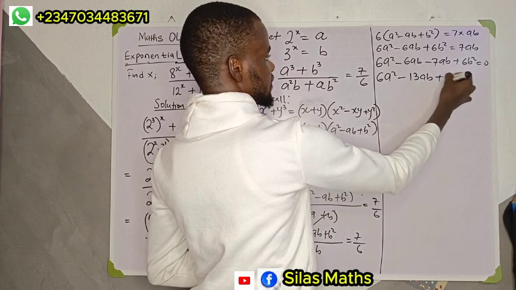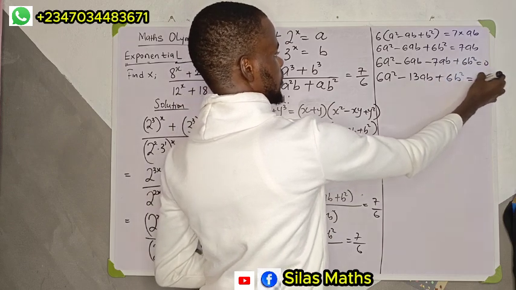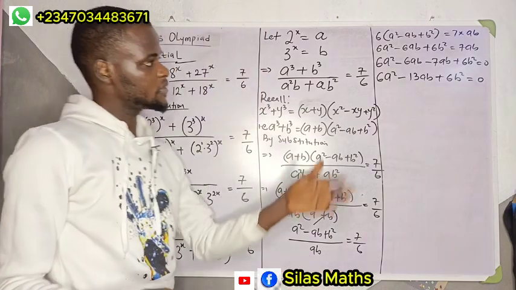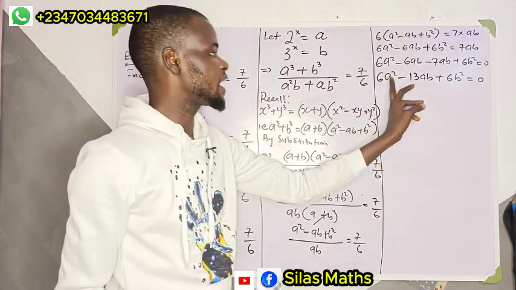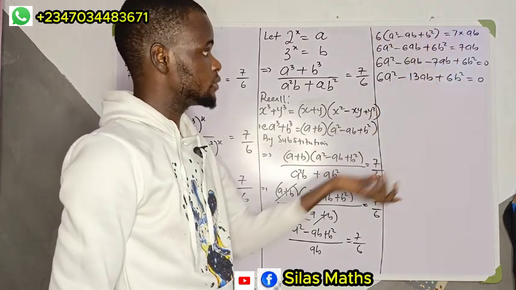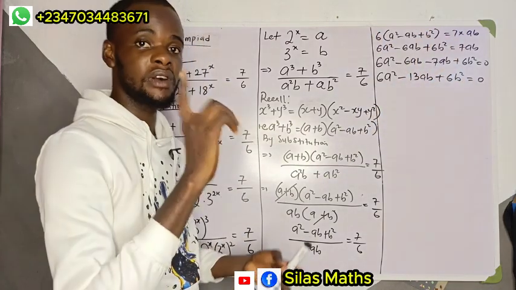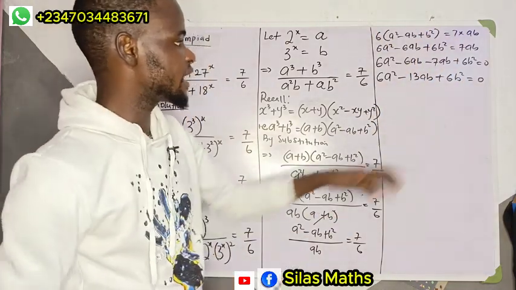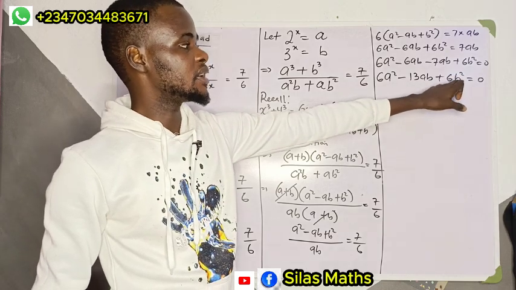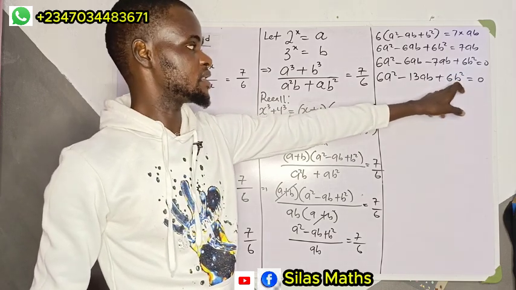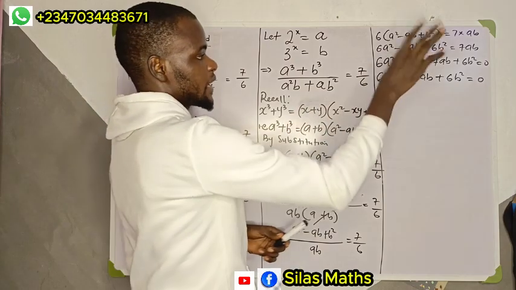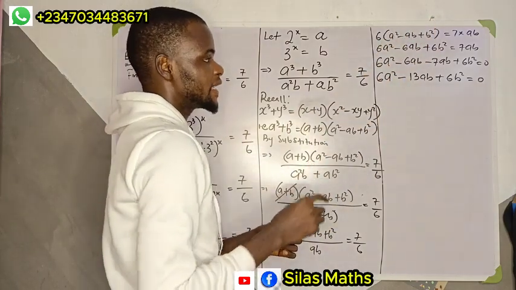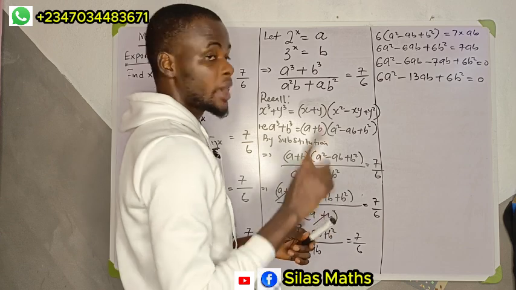Then I have plus 6b² equal to 0. Now my aim is to solve this quadratically, and to achieve that, I'm not going to have two variables having the power of 2, because I need to have only one variable having the power of 2. So to eradicate this b to the power of 2 here, so that it will form a simple quadratic equation, I will have to multiply through by 1 over b.